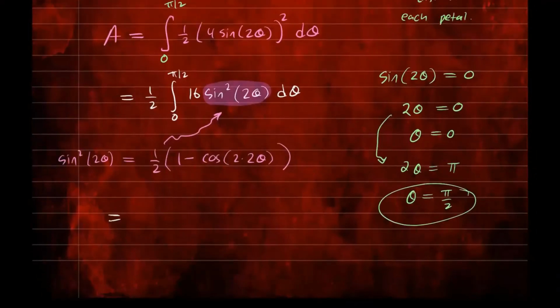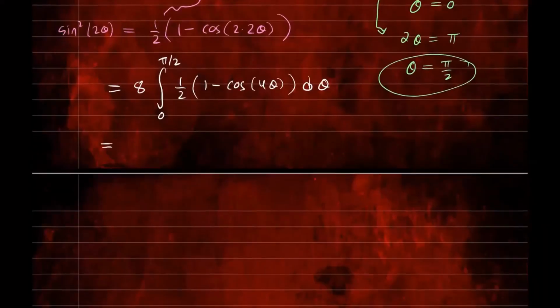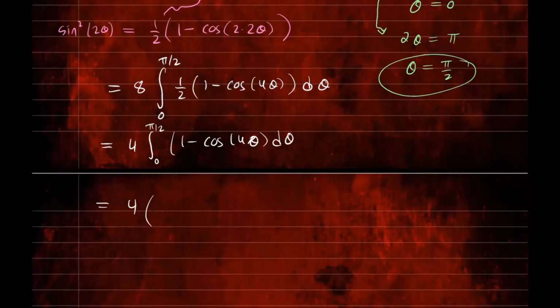So we have the area is equal to, now 16 times 1/2, that's 8. So we have 8 times the integral from 0 to pi over 2. And sine squared 2 theta, I'm replacing it with 1/2 times 1 minus cosine 4 theta d theta. And then 1/2 and 8, I can simplify into 4. So we're integrating from 0 to pi over 2 of 1 minus cosine 4 theta d theta. Now this is straightforward. We know the integral of 1 is theta. The integral of cosine 4 theta is sine 4 theta over 4.